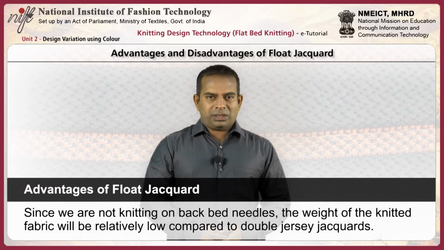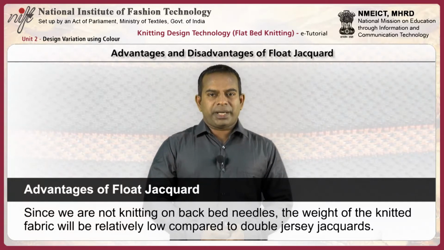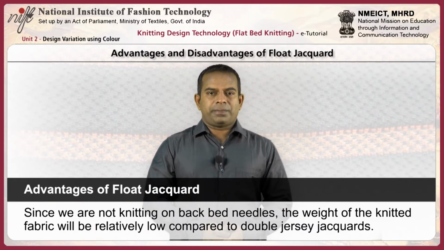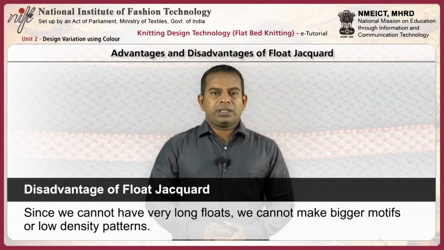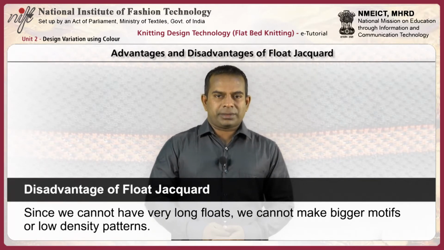Advantages of float jacquard. Since we are not knitting on back bed needles, the weight of the knitted fabric will be relatively low compared to the double jersey jacquard. Disadvantages of float jacquard. Since we cannot have very long floats, we cannot make bigger motifs or low density patterns.